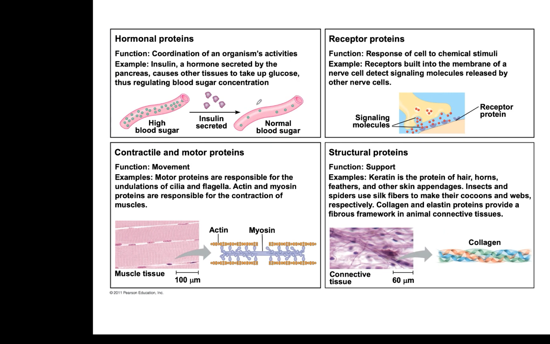Hormonal protein, so the insulin can control the glucose level in the blood. Receptor protein, so the nerve cells communicate with each other. At a time, some signaling molecule can be transmitted from one nerve cell to an adjacent nerve cell. At that time, there is some receptor on the cell surface ready to accept this signaling molecule. These receptor molecules are composed of protein.